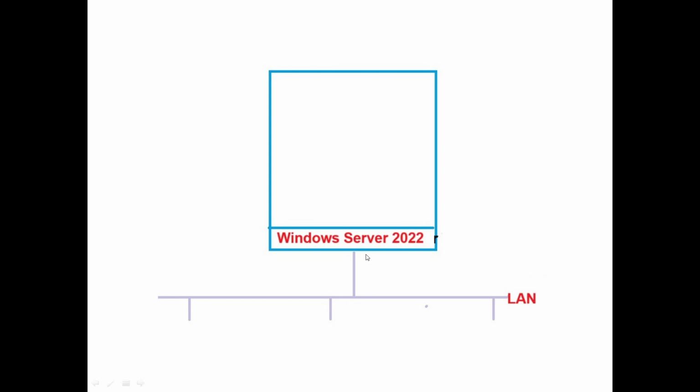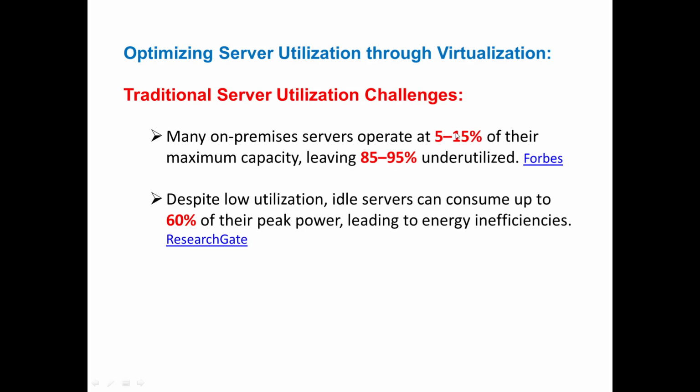So in this method, only 5 to 15% of the compute capacity will be utilized and the remaining will be unutilized. So this is the first challenge or disadvantage of using server technology. And despite low utilization, idle servers can consume up to 60% of their peak power, leading to energy inefficiencies. This is the research from ResearchGate.